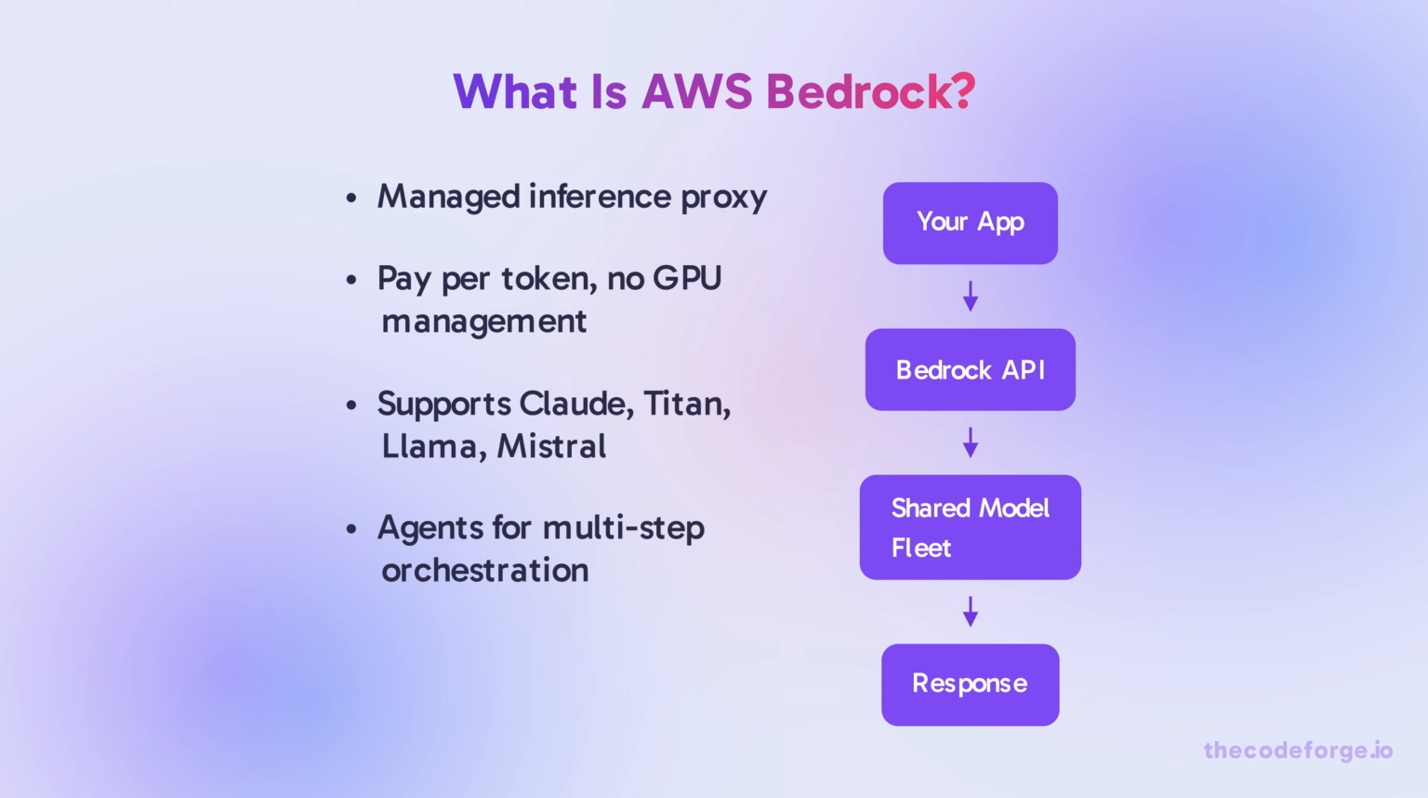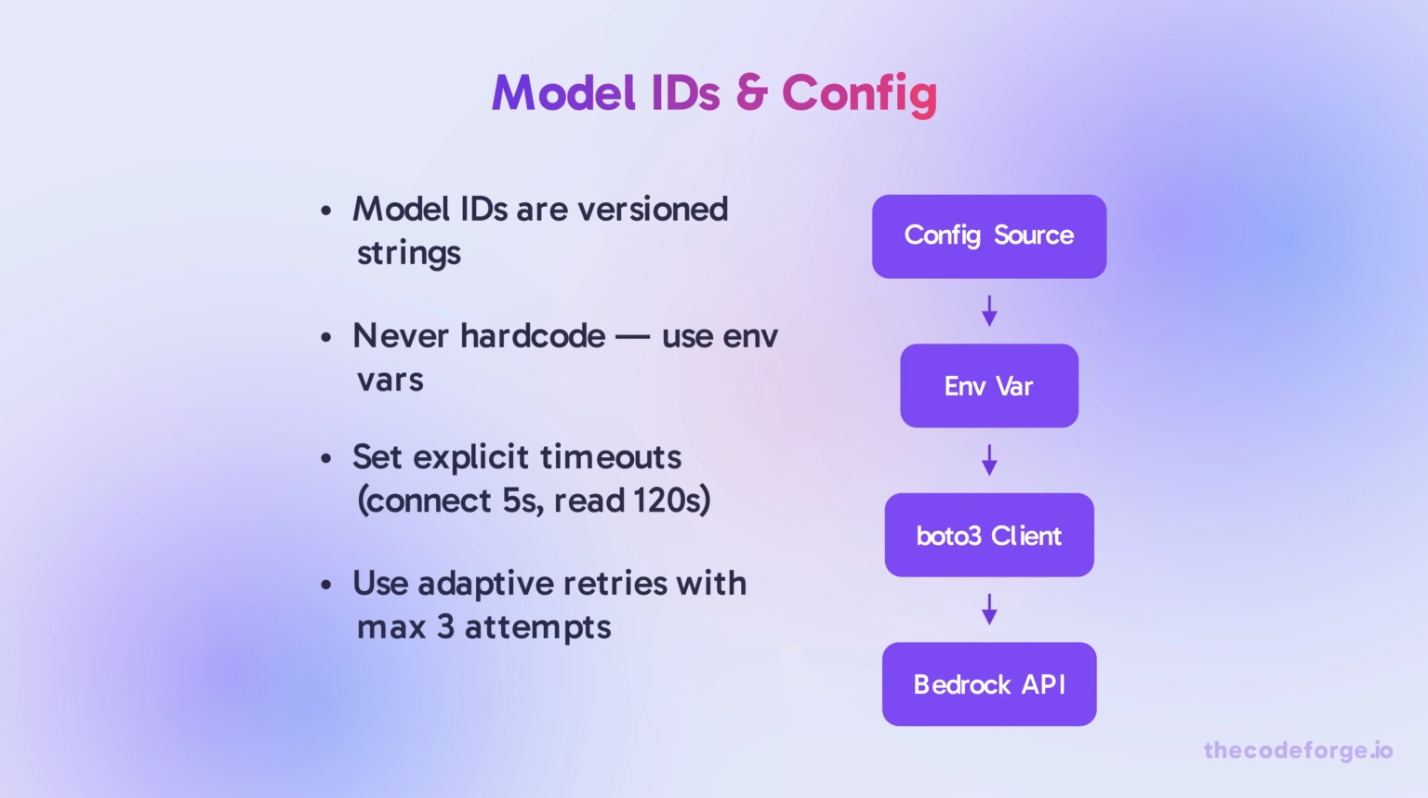For simple tasks, you use InvokeModel. For complex workflows, you use Bedrock Agents. Model IDs like anthropic.claude-3-sonnet-20240229-v1:0 are versioned. Always pull them from environment variables so upgrades don't require code changes.